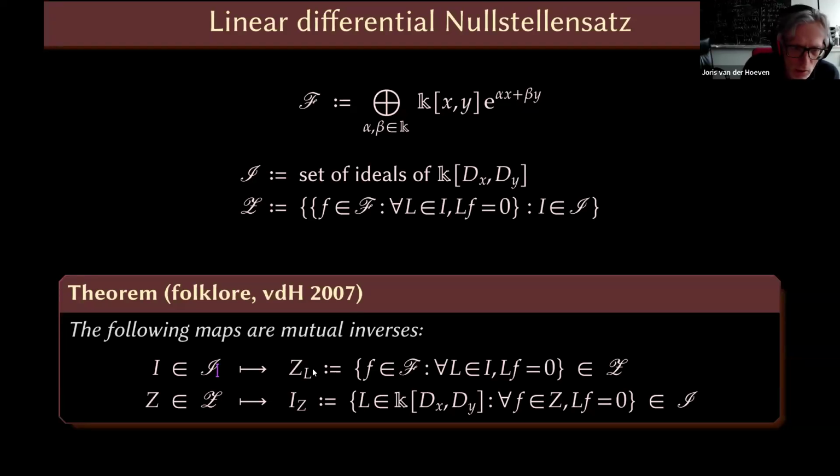Anyway, okay, so yeah, to any ideal we can associate a corresponding zero set, or set of solutions, and to any Zariski closed zero set we can associate the ideal of all operators that vanish on this thing. Basically these two maps are mutually inverse.